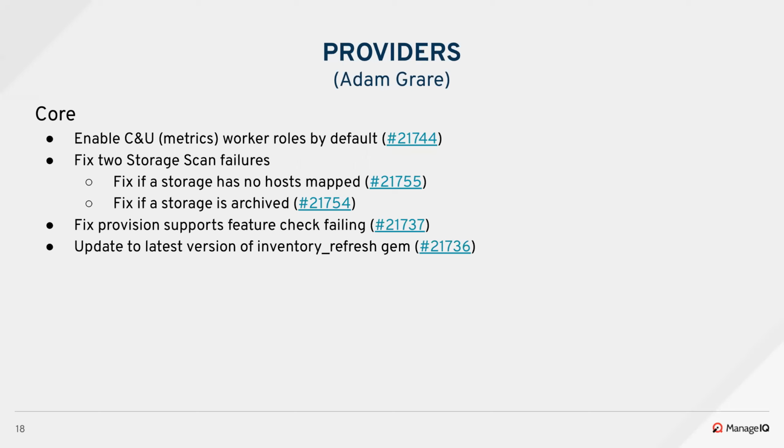We also fixed the provision supports feature check failing. This was introduced a sprint before as part of some refactoring. We noticed this and got it fixed up. And we also bumped to the latest version of the inventory refresh gem, which is going to allow us to bump the Rails version in the future. Next slide.